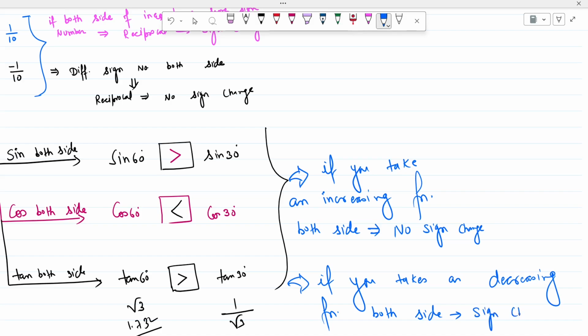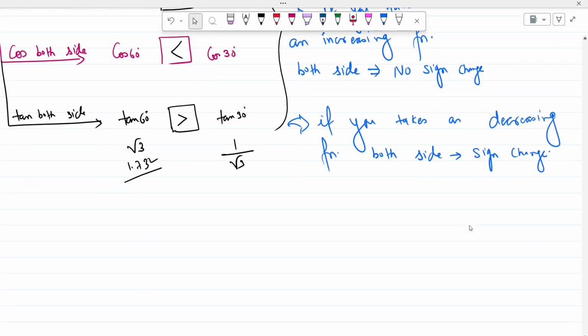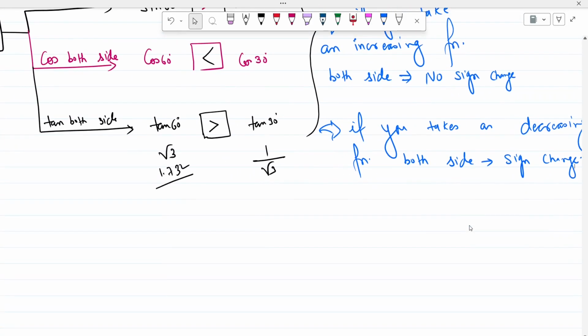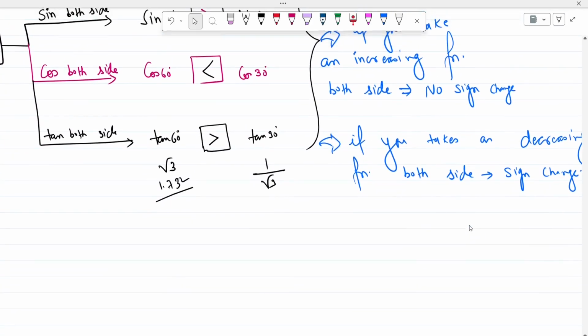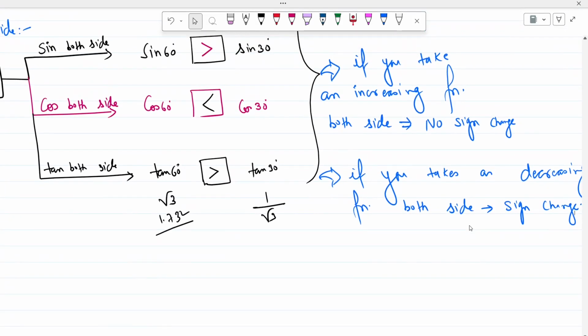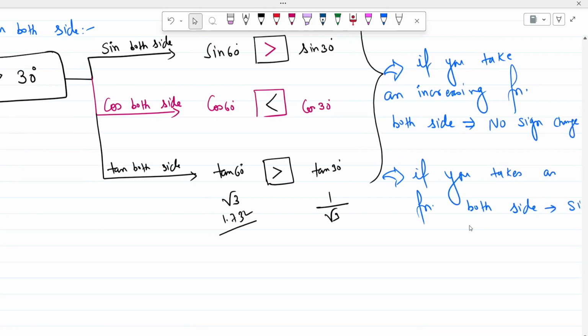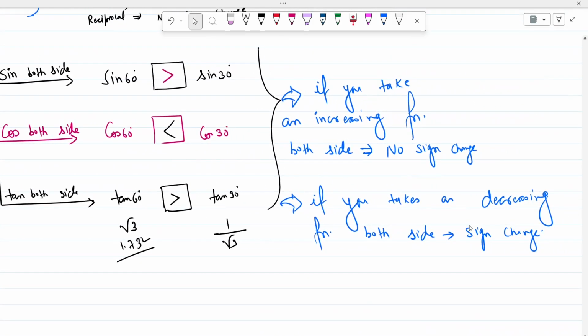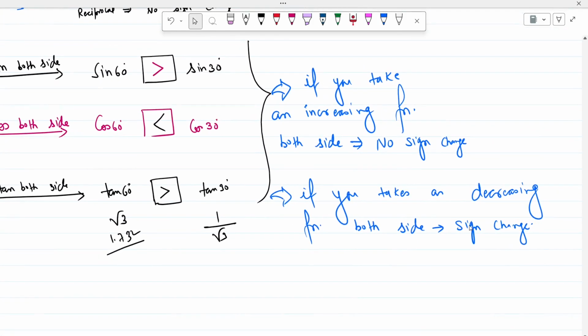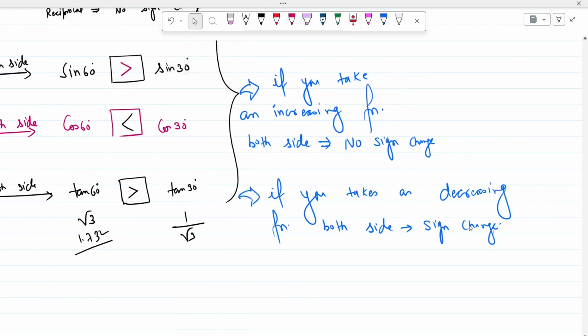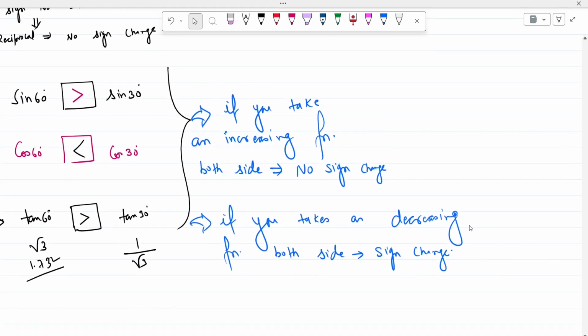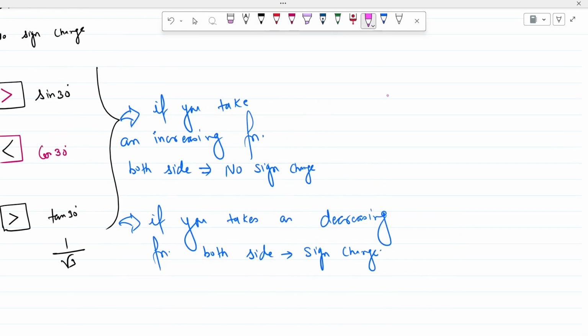Why is sine considered an increasing function? You can see it from the graph. It is not always increasing. It goes both up and down. In some regions it is increasing, in some regions it is decreasing. So it depends on which region we are working in.